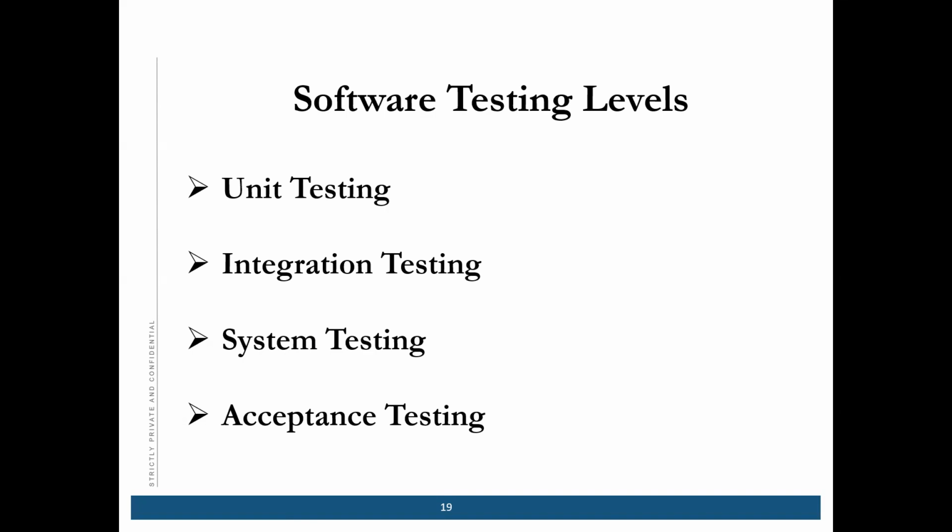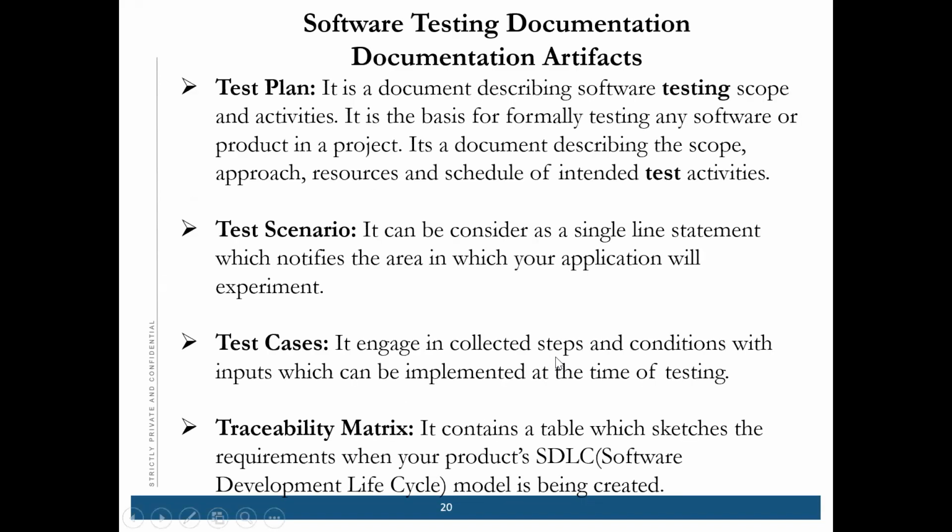Then comes acceptance testing. Acceptance testing is when your application is fully ready and you want to give it to the client. At that time you do UAT, user acceptance testing, to see whether the user will accept this application or not. In that comes beta testing, gamma testing, alpha testing. All of those come under acceptance testing. So these are the levels of testing.